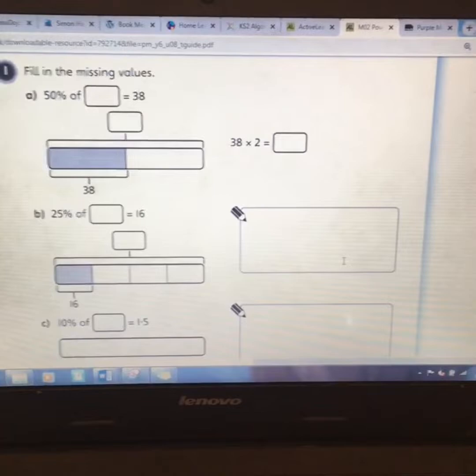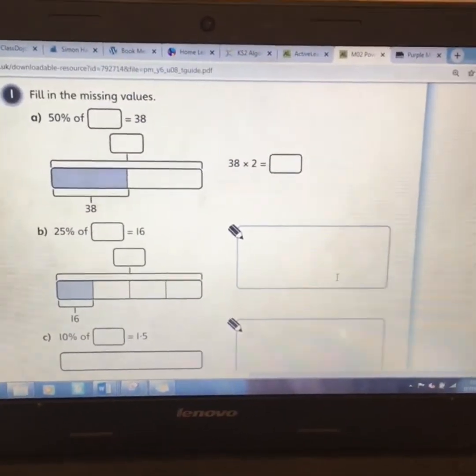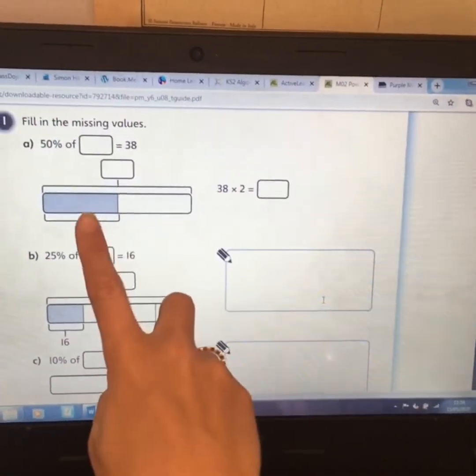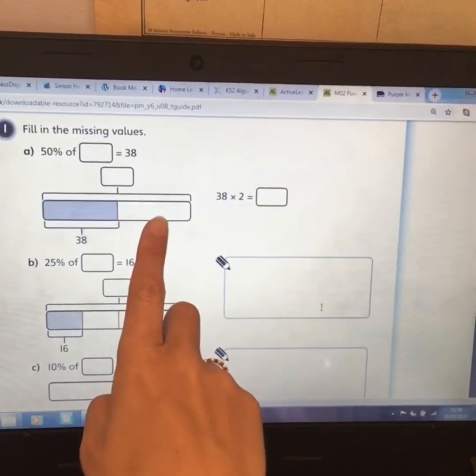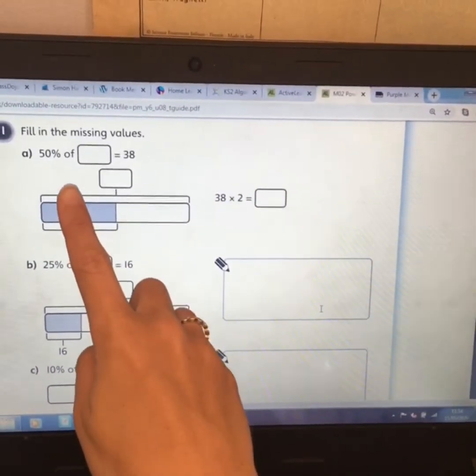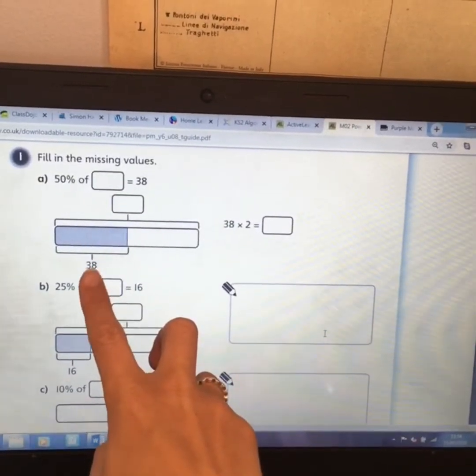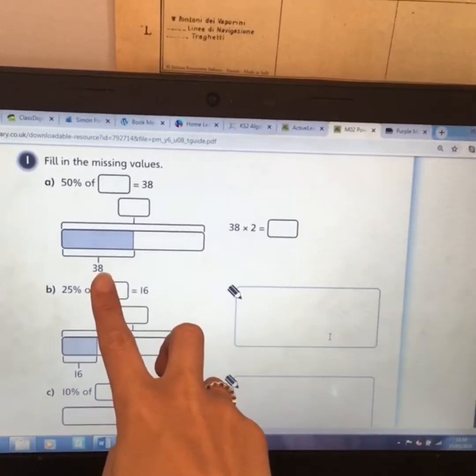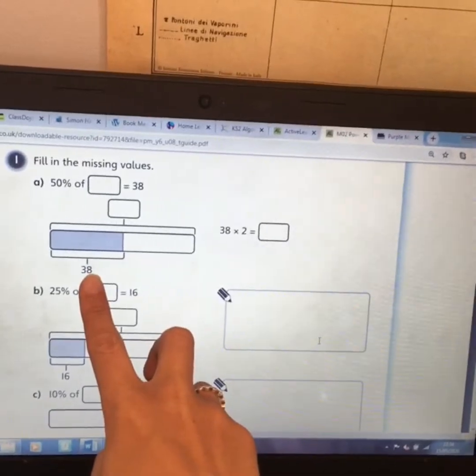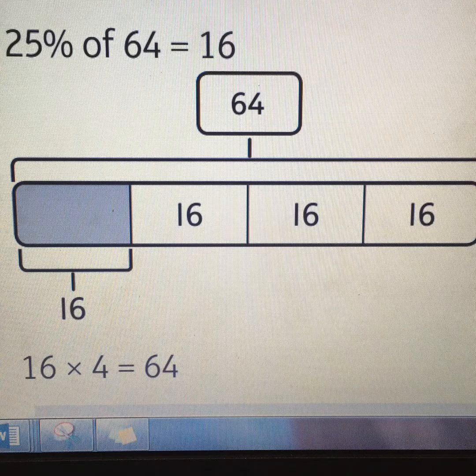So for number 1, 50% of something is 38. Well, I've got my bar model and this shows 50% and this shows 50%. So if 50% is half, to find the whole thing I need to times by 2. So 38 times by 2, well 30 times 2 is 60. 8 times 2 is 16. Add them together, 76.